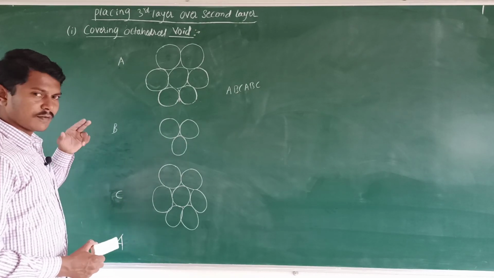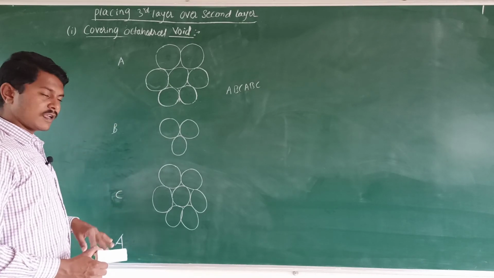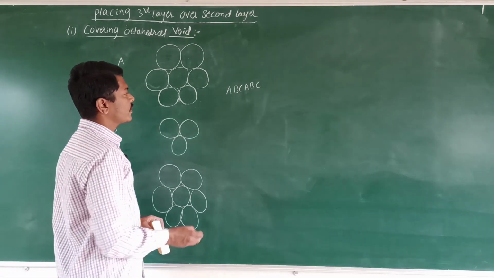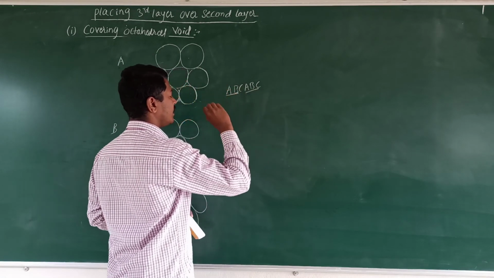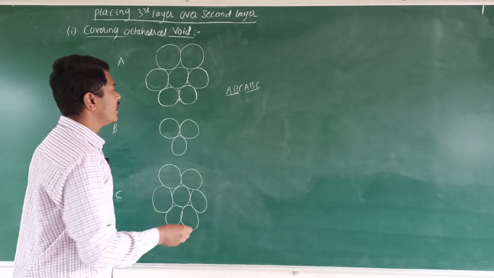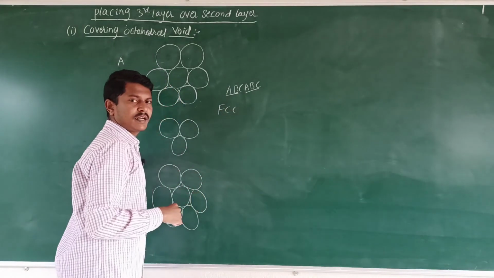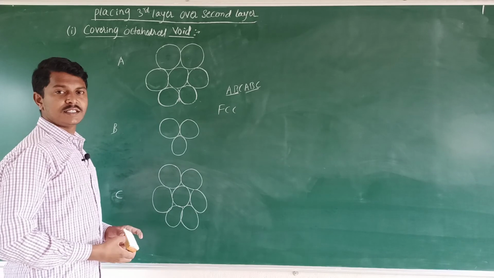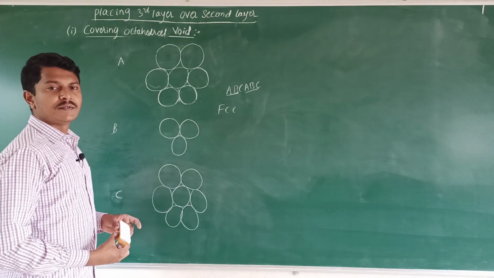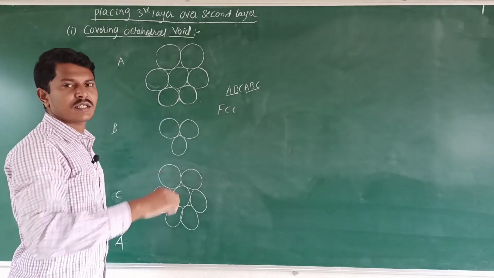Okay. The fifth layer is exactly above the second layer. The sixth layer is exactly above the third layer, isn't it? That's why this type of arrangement is called ABC type. Then it looks like a face-centered cubic close packing. FCC type of arrangement is observed, with octahedral voids.